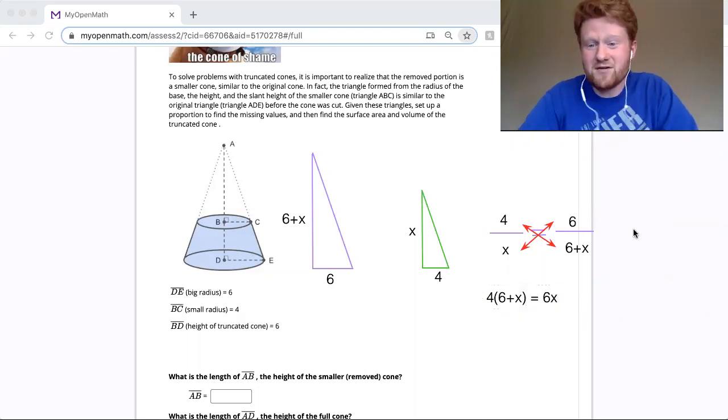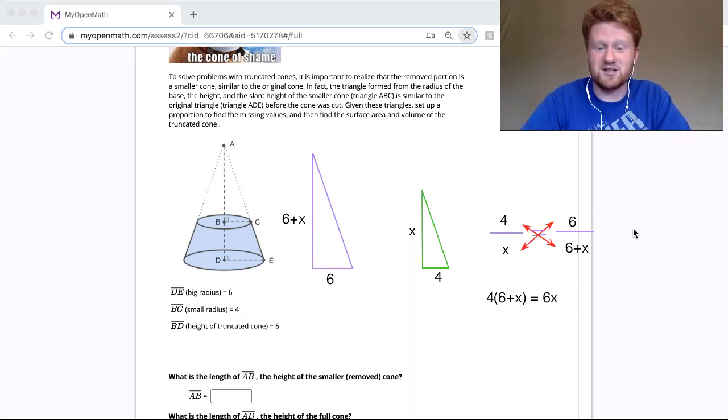So here we have a pretty basic equation. So all we need to use is our algebra skills to get at x, and that's going to give us both the height of this green triangle and the height of the purple triangle. So first step, we're going to distribute through because we want x alone. So that's the first step. We're going to do 24 plus 4x equals 6x. Then what we want to do is we want x alone.